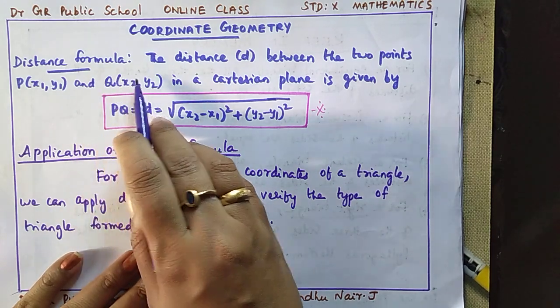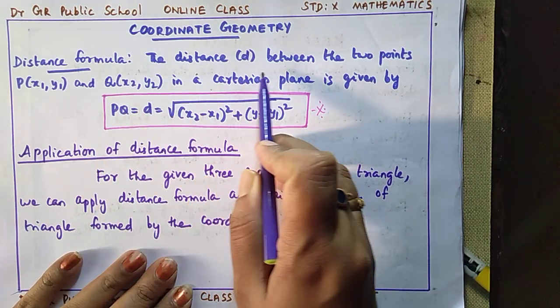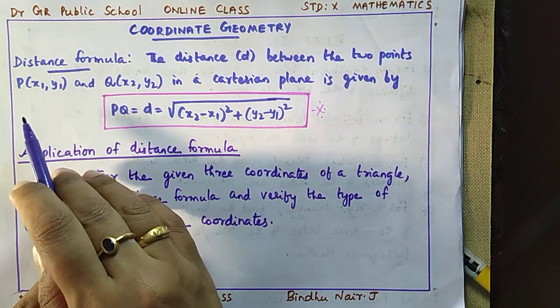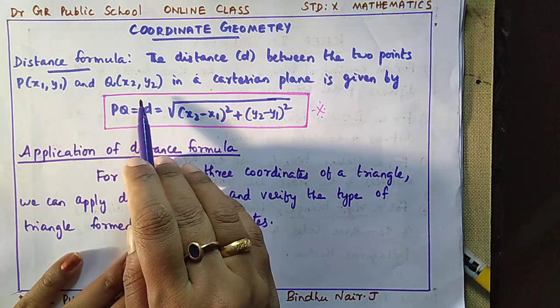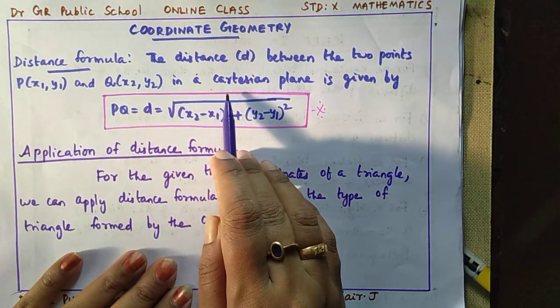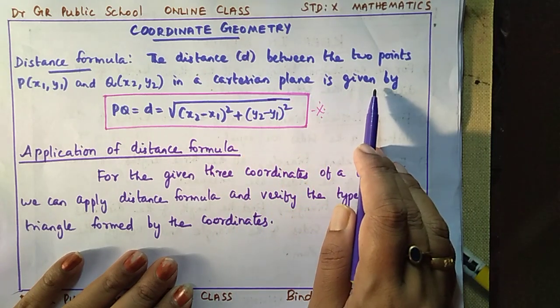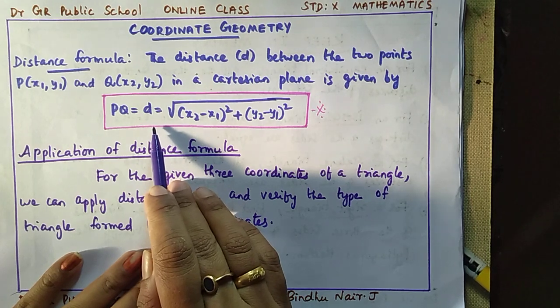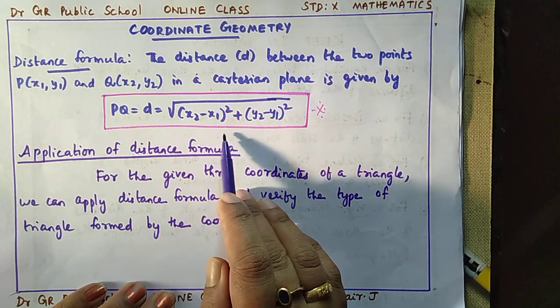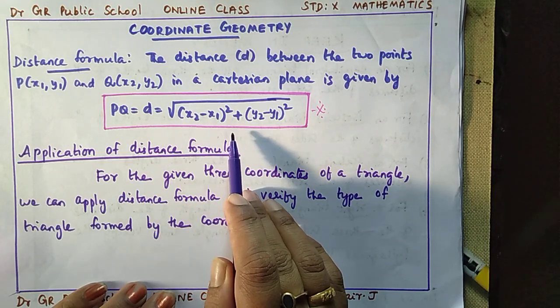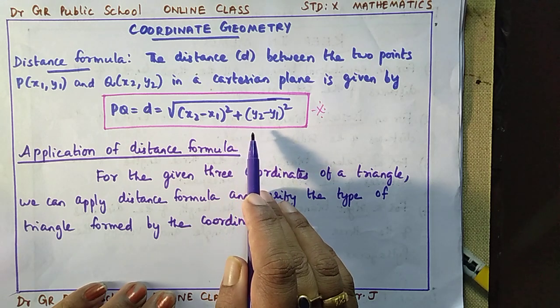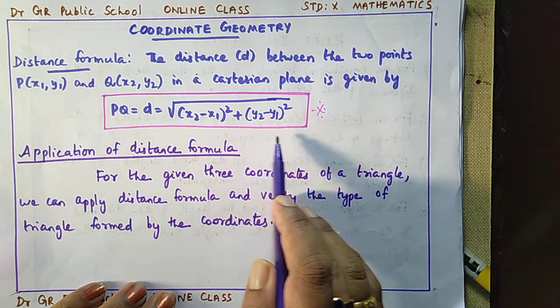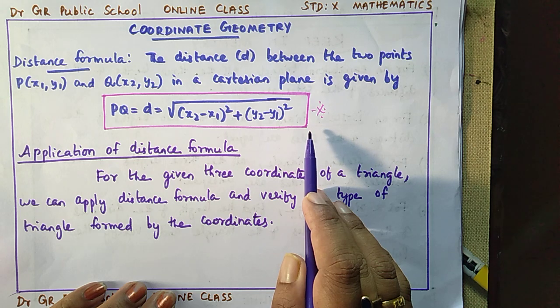The distance formula says the distance d between the two points P (x1, y1) and Q (x2, y2) in a Cartesian plane is given by PQ = d = root of (x2 minus x1) the whole square plus (y2 minus y1) the whole square. So this formula is very important.